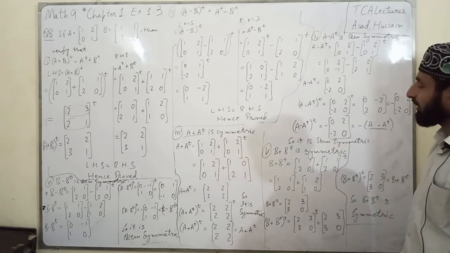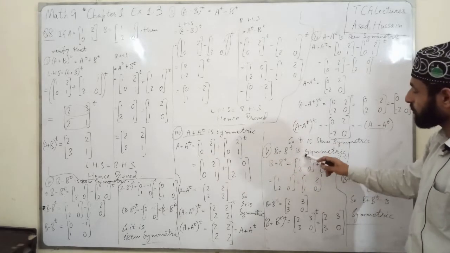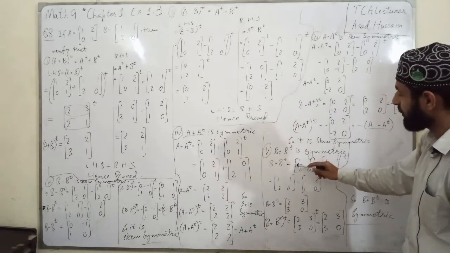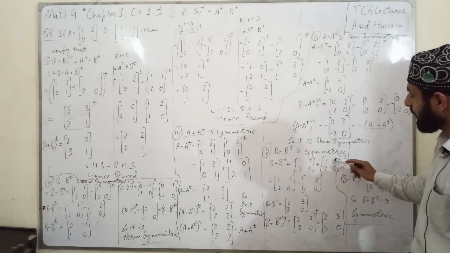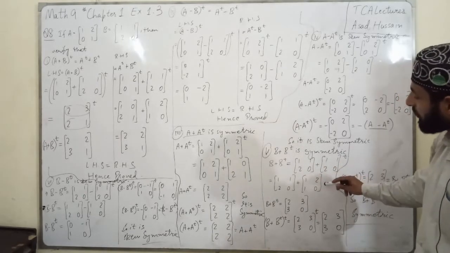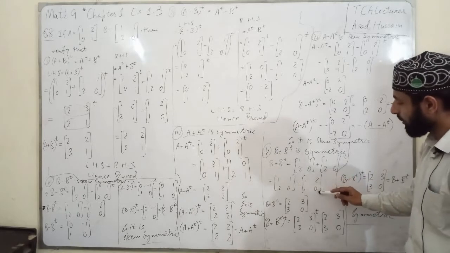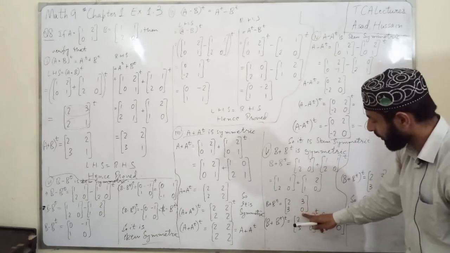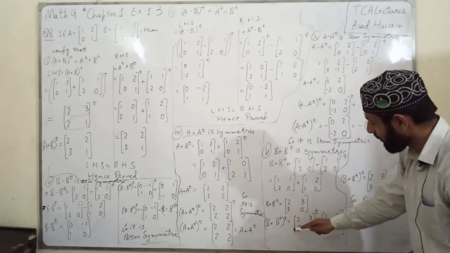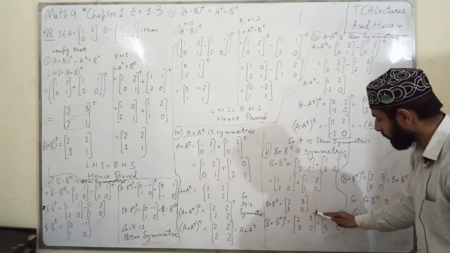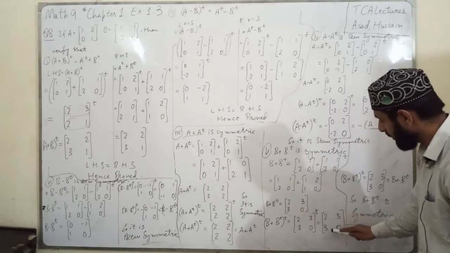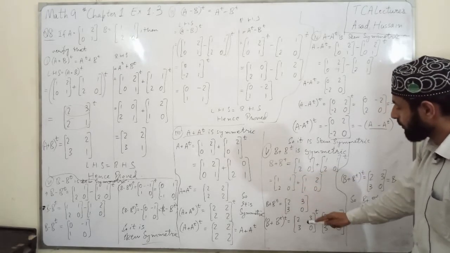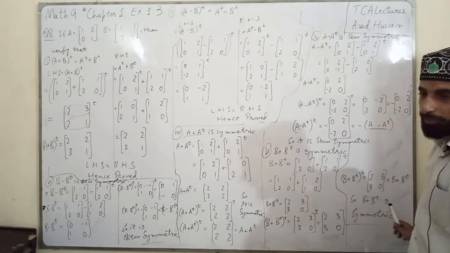Moving on to part number 5, which is B plus B transpose is symmetric. Finding the value of B plus B transpose by putting the value of B, which is [1 1; 2 0] plus [1 1; 2 0] transpose. Taking the transpose, which is [1 2; 1 0]. Now adding the corresponding entries, we get [2 3; 3 0]. Taking the transpose of this matrix, we get [2 3; 3 0] transpose, which is equal to [2 3; 3 0], which is also equal to the B plus B transpose value. So we can say it is also a symmetric matrix.